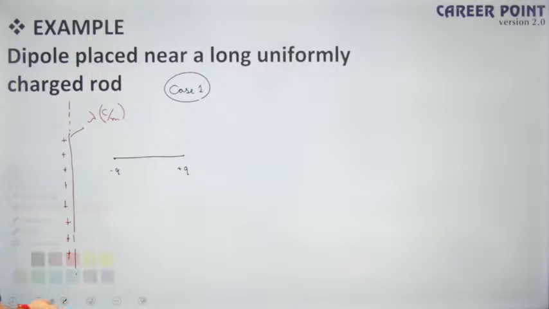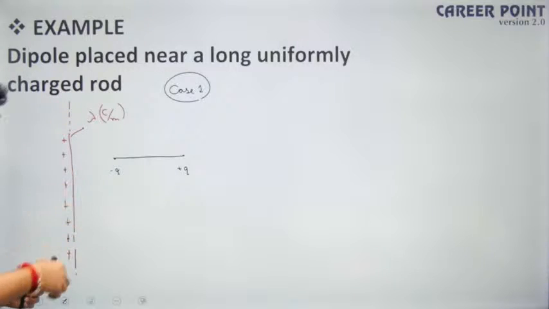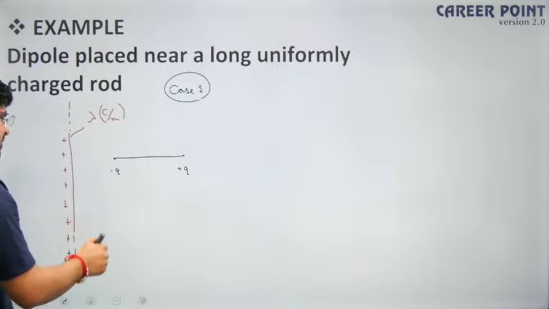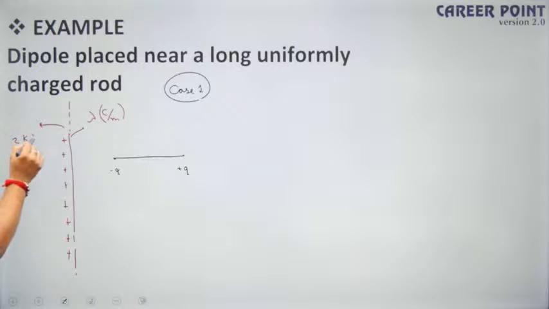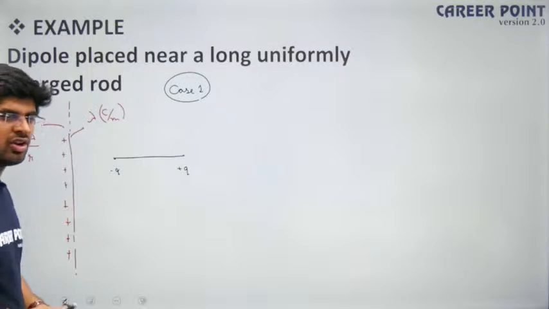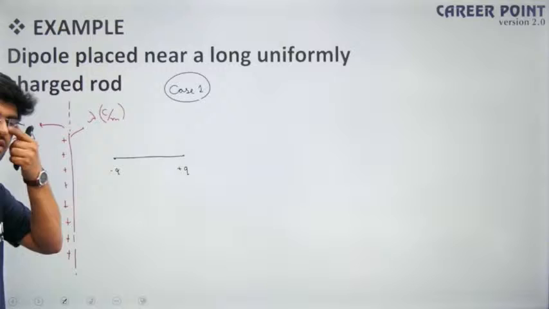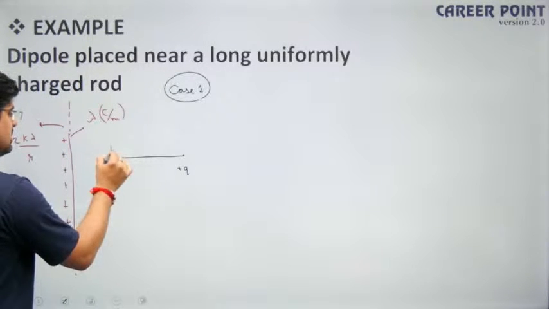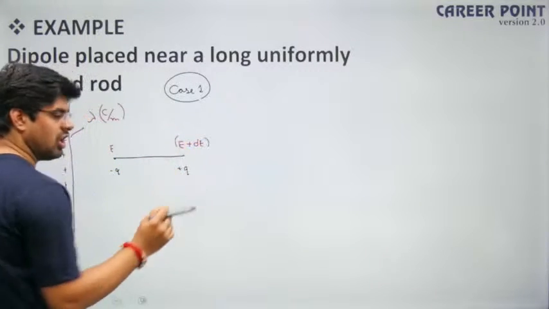Now what we can say about this? See, there will be electric field due to this infinite rod or long rod in the region where the dipole is placed, right? So that electric field is changing with distance. Why? Because we know that electric field due to this is given by 2k lambda by r. r is the distance of the point from this rod. So electric field is regularly changing. So if you say that electric field here is E, then electric field here will be E plus dE. I don't know how much change it will be.